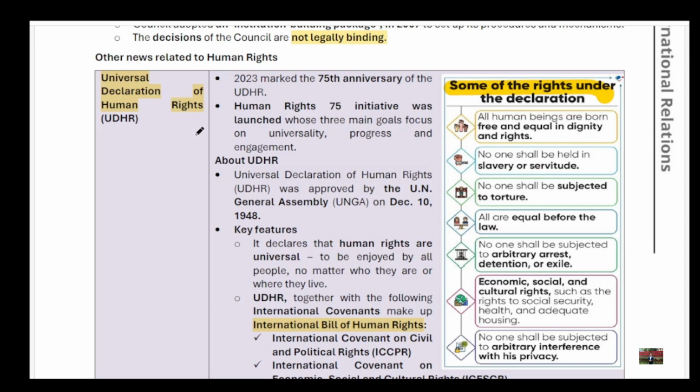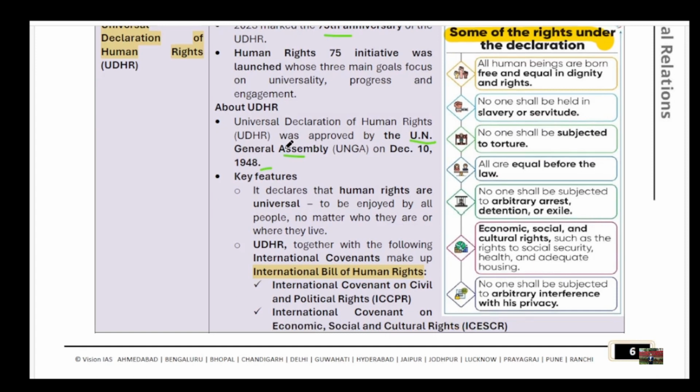All right. So it is also a declaration of United Nations General Assembly. It was basically adopted on December 10, 1945. All right. So recently in 2023, there was a 75th anniversary of UDHR, that is Universal Declaration of Human Rights. All right. So UN has celebrated 75 anniversary of UDHR.